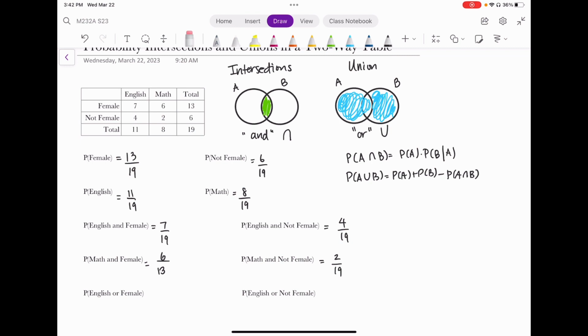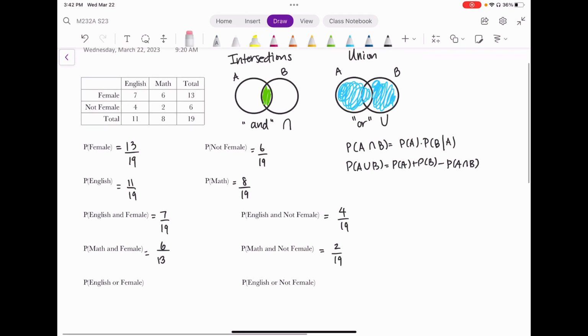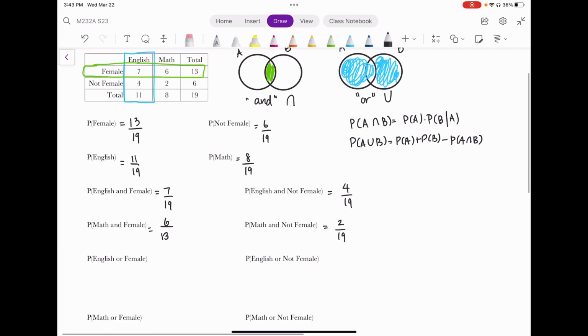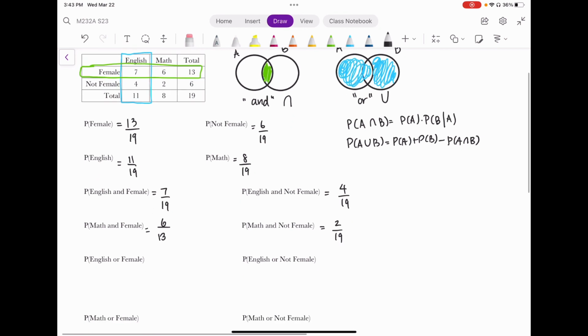Or is a little bit different. To be English or to be female means I could be English or female. So all of the English people here, there's 11 total out of 19, and then all of the females, there are 13 out of 19. So if we were to just add those two together, the probability of English, which is 11 out of 19, plus the probability of being female, which is 13 out of 19, I would have 24 out of 19. And that's too many. Your probabilities can't be over one whole or 100%.